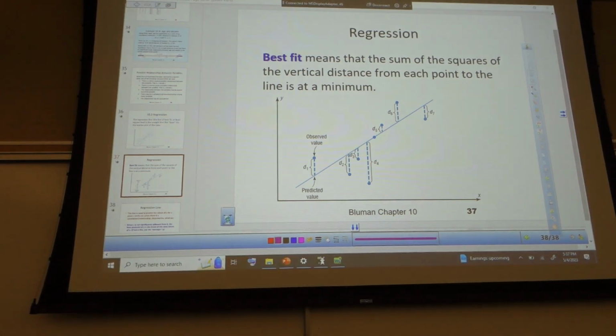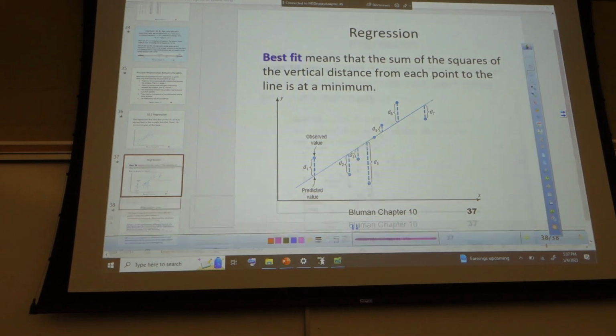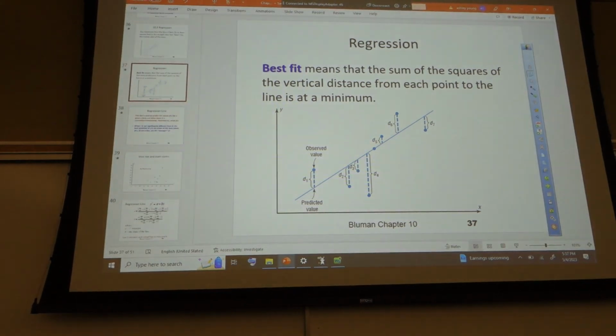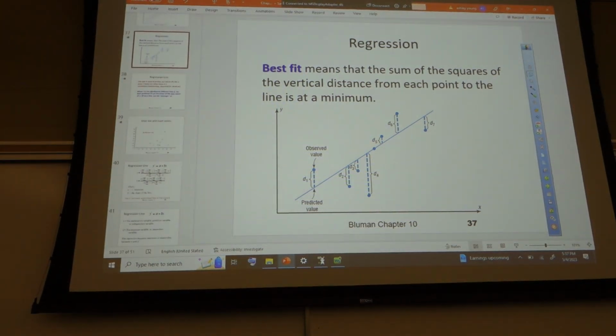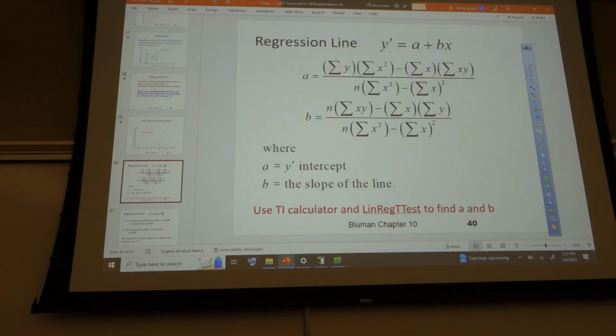It's a little bit cumbersome to find. There's a big long formula for it. It is, where is it? Why can I not? Okay, it's right here.